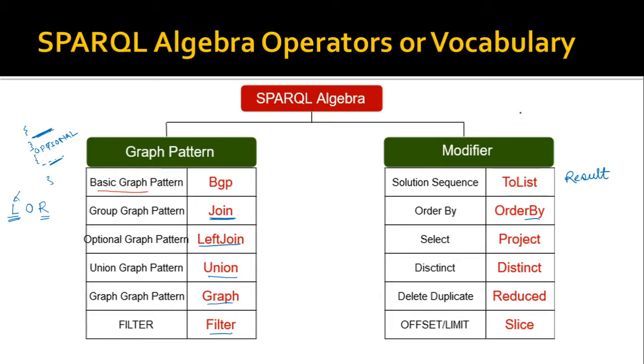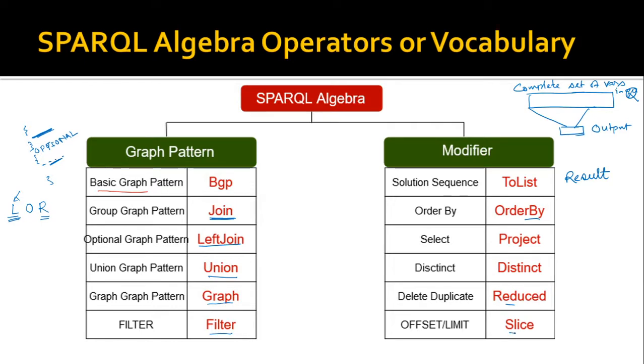So you have a complete set of the variables that are appearing in the query. Now what you are taking as output, you are projecting a subset of this and selecting them to be in your outputs. That's why this operator is called project. Distinct is very straightforward. Sometimes you want to delete the duplicates, and for that you will be using reduced.